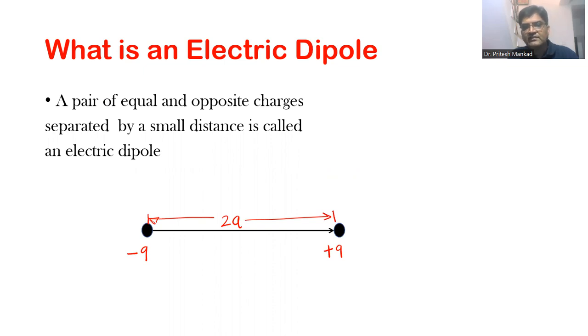Here, for the sake of convenience, the distance between minus q and plus q shown is large. But in practice, this distance is very, very small. So such an arrangement is called a dipole.